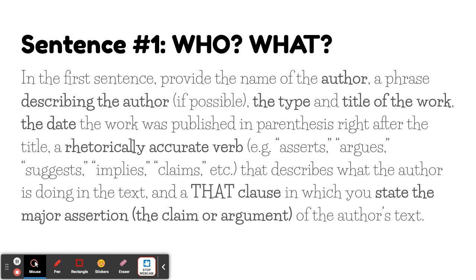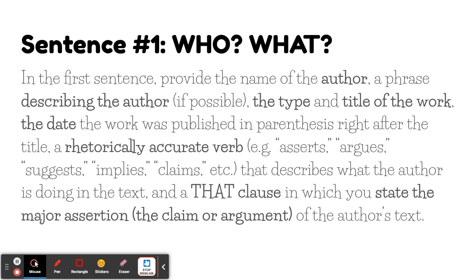Sentence number 1. In sentence number 1, we need to talk about who the author is of the piece. We need to talk about who and what is going on in this story. So you're going to talk about who wrote this piece and use a phrase describing them if possible. For example, I might say something like, New York Times editor Joe Smith. And it's important to say New York Times editor because it allows us to know why Joe Smith is reliable as an author of information.